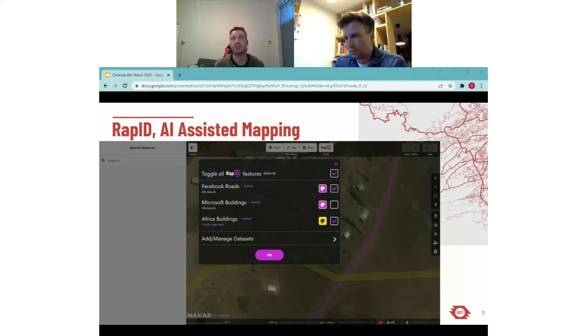The biggest contributors in RapiD of the AI features are Facebook, who deployed as a publicly available dataset the roads around the world that they have detected. Microsoft has also provided buildings in different areas, mainly focusing on Africa. Recently in 2021, there was also a paper and a project from Google where they also ran their model and provided Africa buildings as well.